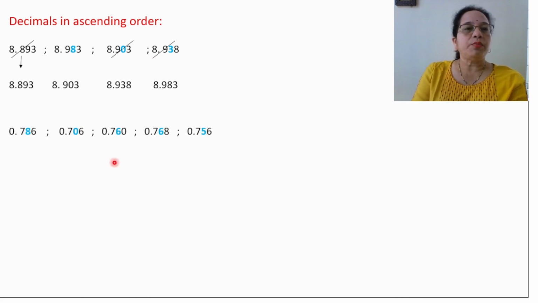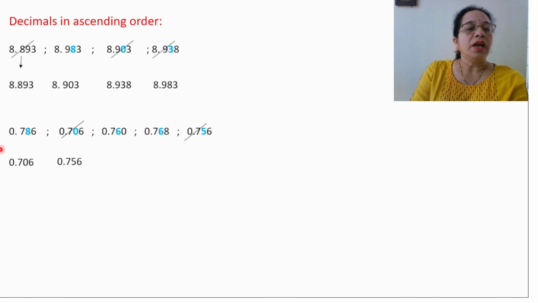Take one more example. So your whole part is same everywhere, you can see. Now we will go for the tens place. So 7, 7, 7, 7. This is also same. Now we will go for the hundreds place. So 8, 0, 6, 6, 5. So smaller one is 0. So we will write down 0.706 and cross out. Again look at the next digit. This is 6 and 6. This is same. Here 5 is also there. So 0.756 is the smallest one.